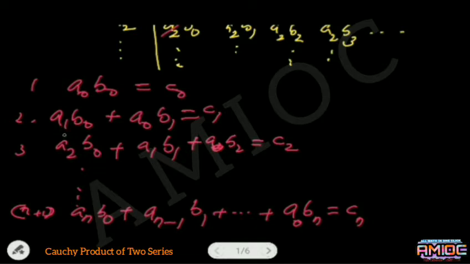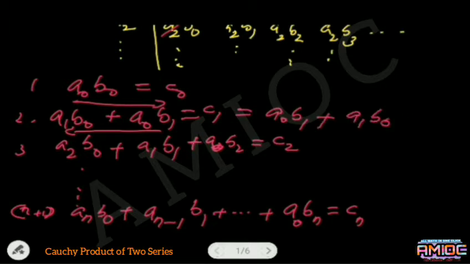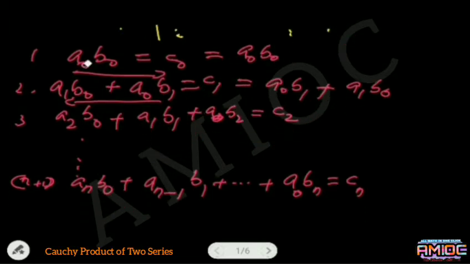Instead of reading from left to right, I am just reading it from right to left. Therefore, if we are reading from left to right, we get a1 b0 plus a0 b1 equal to c1. If I am reading from right to left, then we can read it as c1 equal to a0 b1 plus a1 b0. Similarly, c0 is equal to a0 b0. I am erasing the elements on this side.